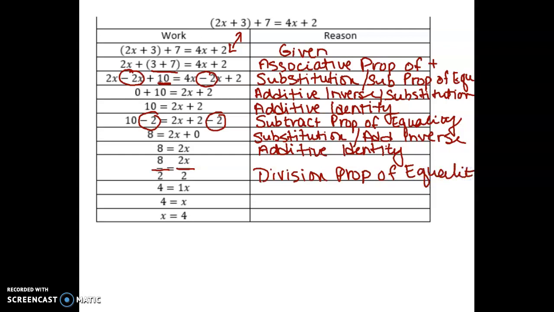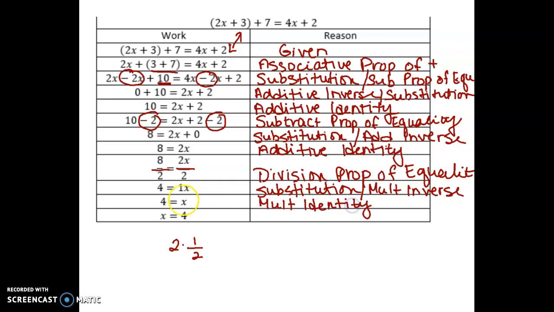Okay. The next step, 8 divided by 2 is 4. That's because of substitution. Get our answer. And 2 divided by 2 is 1, which is the same as 2 times 1/2. So this is the multiplicative inverse. Okay, 1x is the same as x because of the multiplication identity.